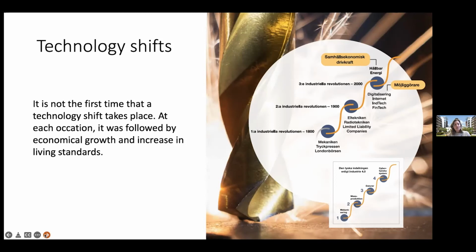But independently of that, at each occasion, this shift has been followed by economic growth and thereby also an increase in living standard. And that is why it's so important right now to be part of this technology shift. You would like to see this increase in living standard.